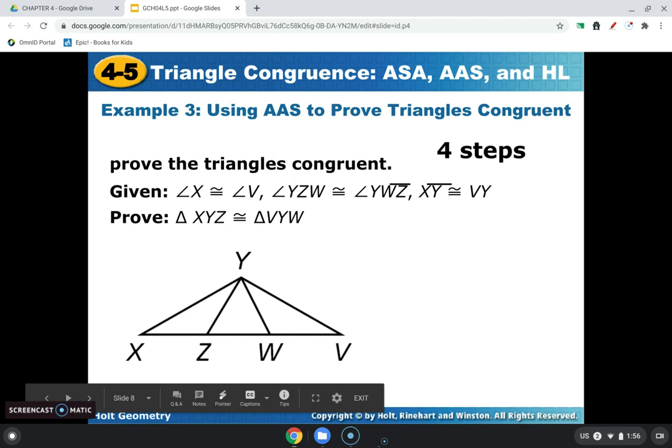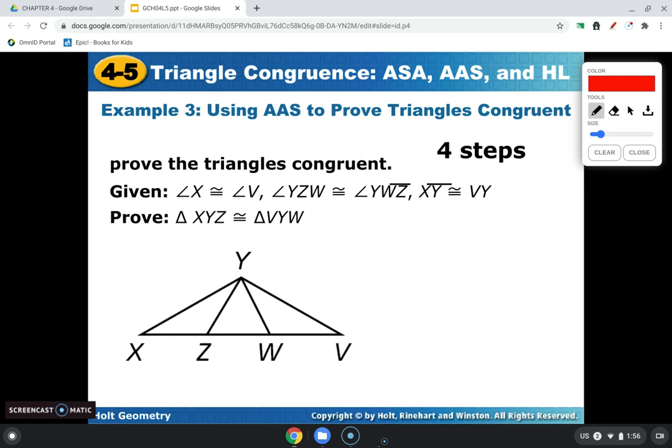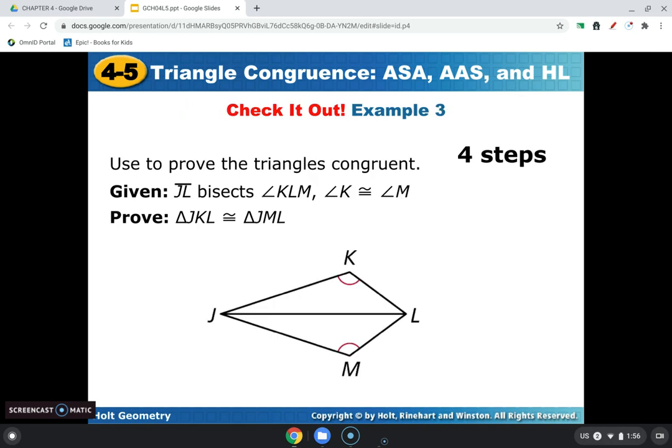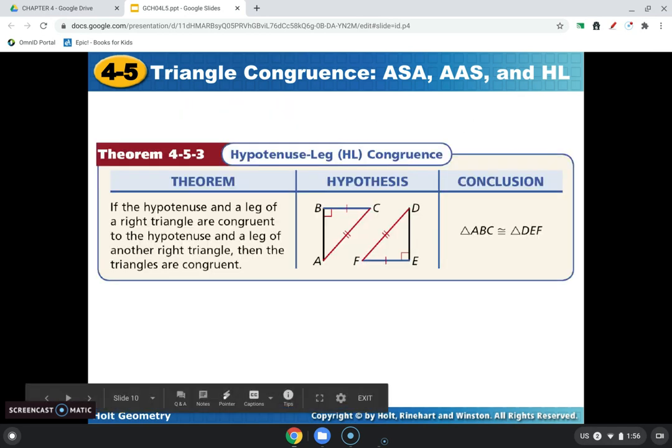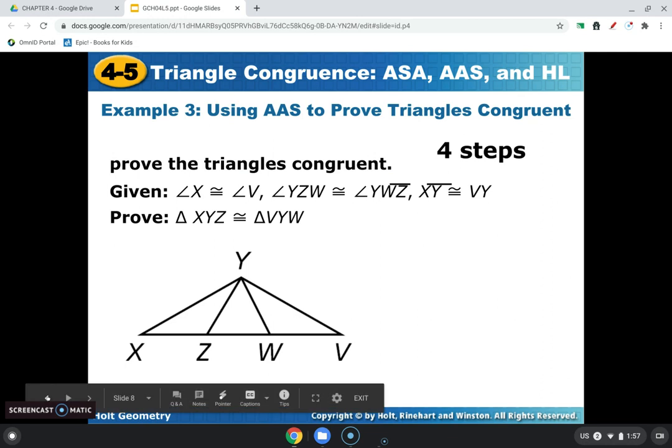Okay, prove the triangles congruent. Four steps, givens and proof. I think I've got, hold on a sec here. Oops. Hold on. Let me go back. Okay, so we've got our 4-step proof here.